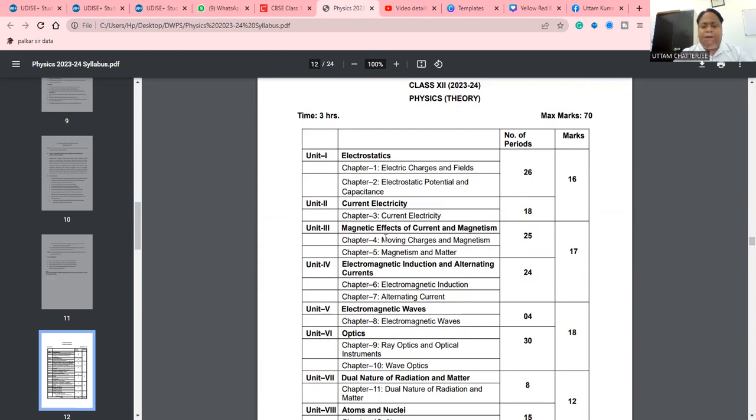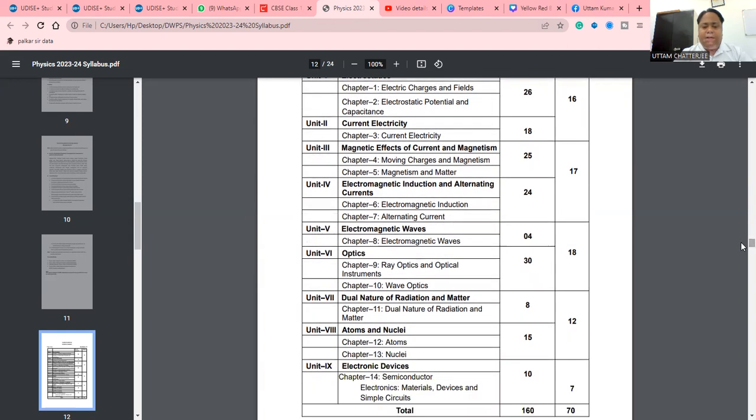Then the third unit is magnetic effect of current and magnetism. The fourth unit is electromagnetic induction and alternating currents. Each of these topics is interwoven and interlinked with the others. So if you miss one of the chapters, you will not be able to develop a good concept in the next chapter.